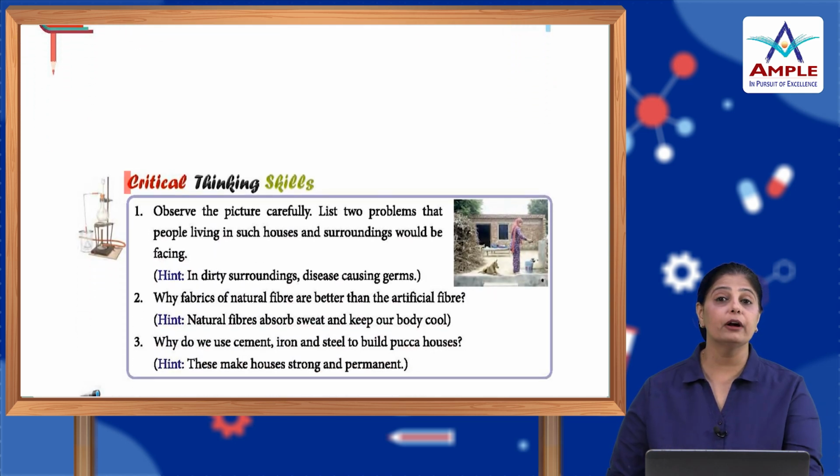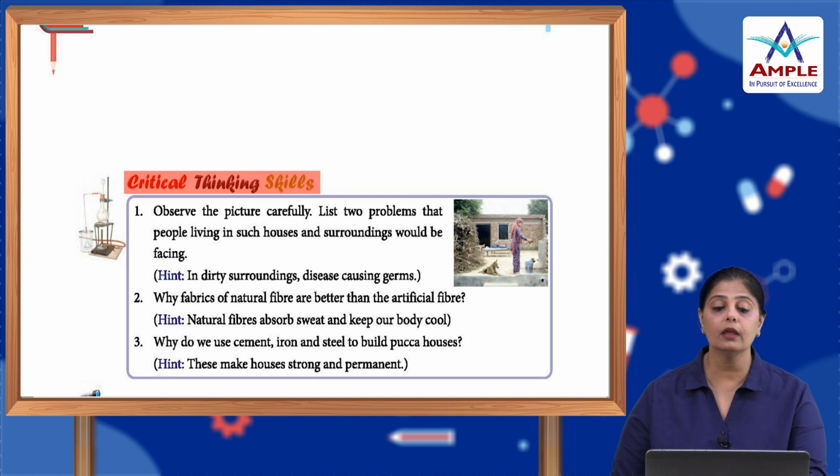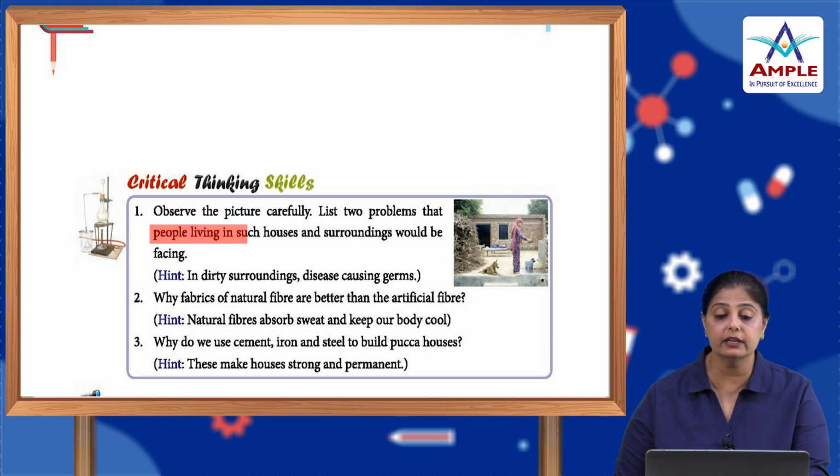Alright. Now, let us talk about critical thinking skills. You have to observe this picture very carefully. Okay, and then list two problems that people living in such houses and surroundings would be facing. So, look at this picture and then think about what different types of problems the people living in this house must be facing, especially if the surroundings are dirty. Diseases come because it gives a place for the different types of insects to breed, and then to spread the diseases. The different germ causing diseases start building up in these areas.